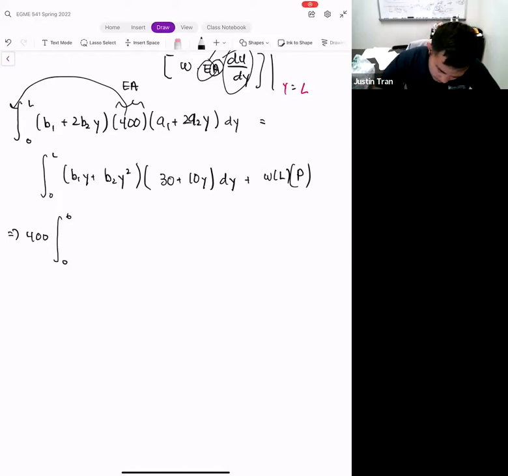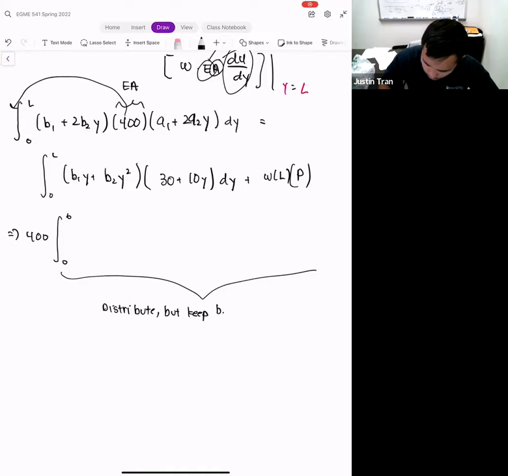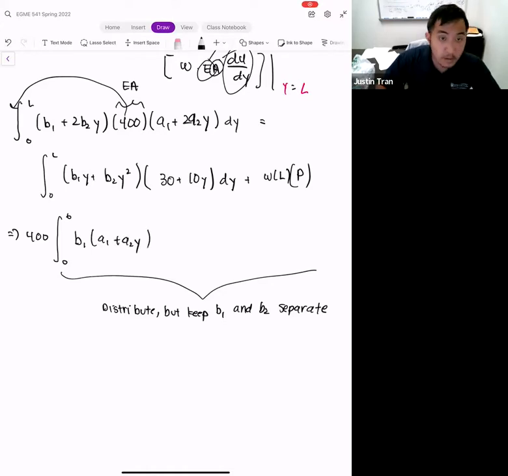Let me go ahead and write it down. Distribute, but keep b1 and b2 separate. And so we have b1 times a1 plus 2a2y, plus b2, and it's going to be the same thing, just multiplied by y. So we have 2a2y multiplied by 2y, plus 4.